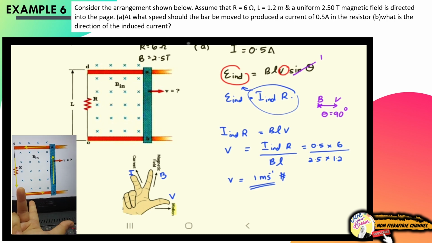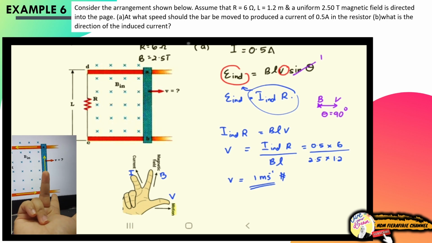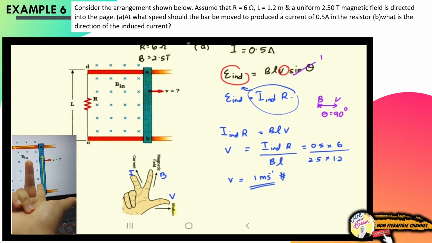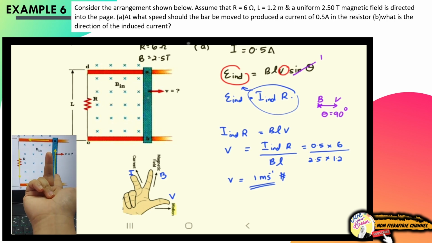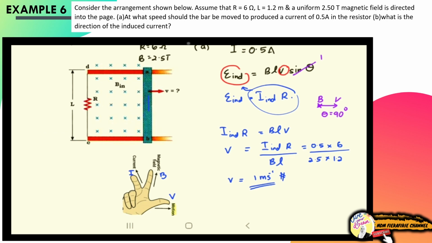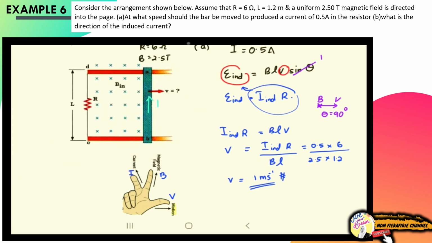You can look at the video here. I show you. V is to the right, B is into the page. So see here, we have I upward. Saya akan lukis kat sini lah. Let's take another color. So I is upward in this direction, I. The induced current is in this direction.